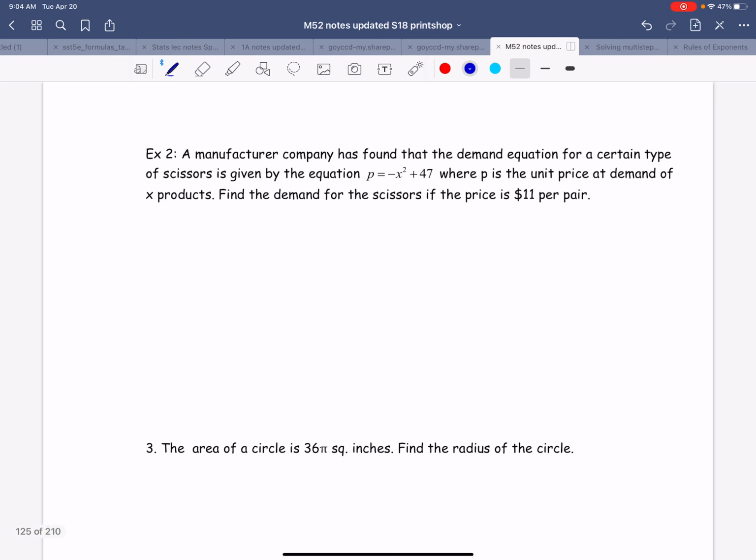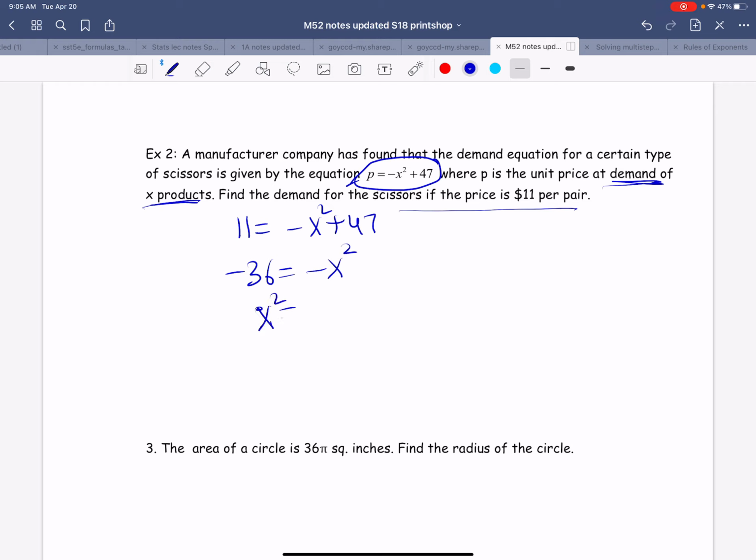Another example. A manufacturer company has found that the demand equation for a certain type of scissors is given by the equation P equals negative x squared plus 47, where P is the unit price at demand of X products. Find the demand for the scissors if the price is $11 per pair. If the price is 11, how much is the demand? So demand is the X, okay? So I'm going to subtract 47 from both sides. 11 minus 47 is negative 36 equals negative x squared. X squared comes out to be 36. X comes out to be plus and minus 6.